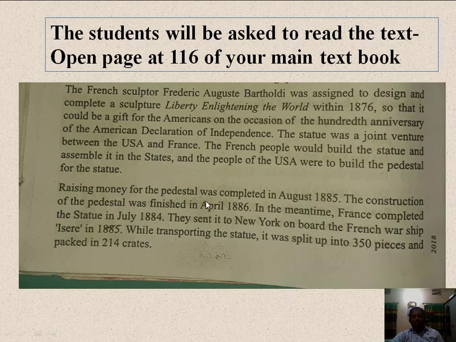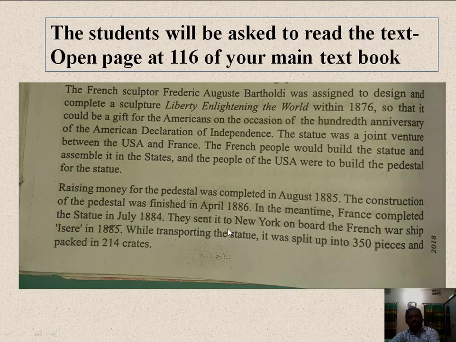Raising money for the pedestal was completed in August 1885. The construction of the pedestal was finished in April 1886. In the meantime, France completed the statue in July 1884. They sent it to New York on board the Prince Worship Estuary in 1885. While transporting the statue, it was split up into 350 pieces and packed in 214 crates.